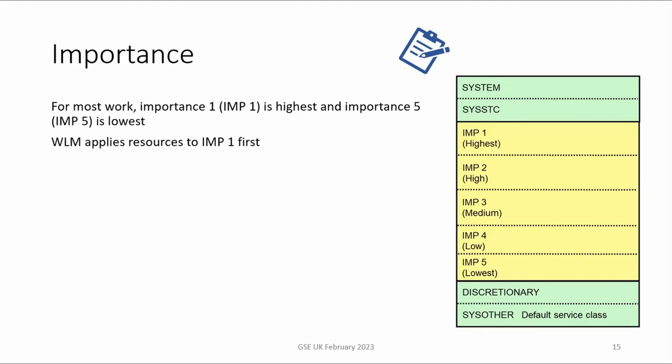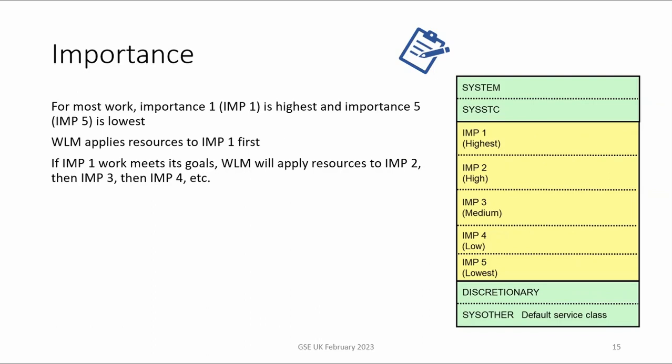WLM is going to apply resources to importance 1 first. If all the work in importance 1 is meeting its goals, then WLM will look at importance 2. And if all of 1 and 2 are meeting their goals, then it'll look at importance 3 and so on. So someone laboring in importance 5 may not get a lot of attention from WLM, and that's the whole idea, right? An important but not time critical batch job can run happily in importance 4 or 5 and eventually get some service and eventually complete. Some service does trickle down to discretionary, even in a busy system.